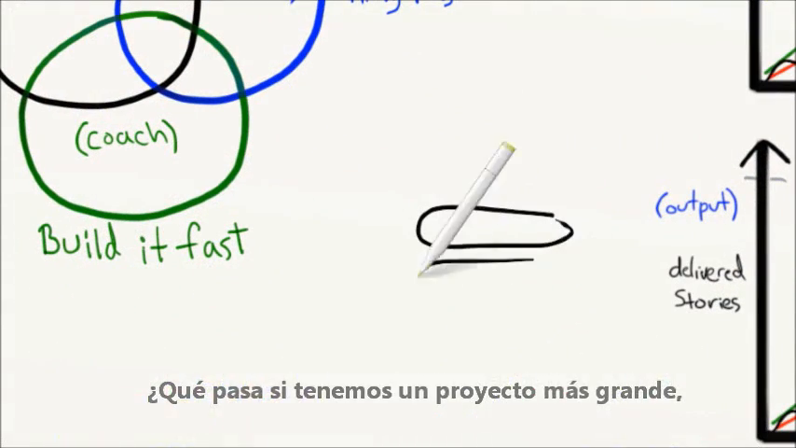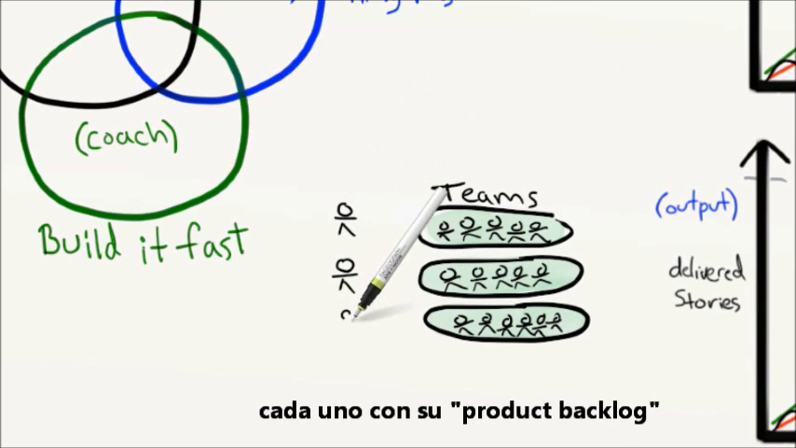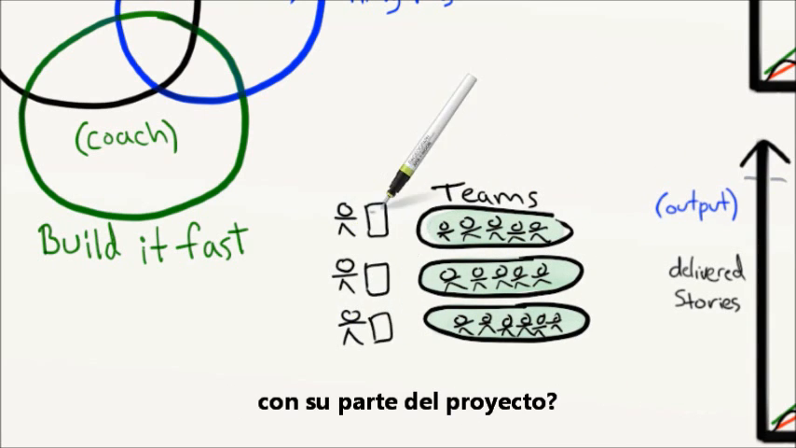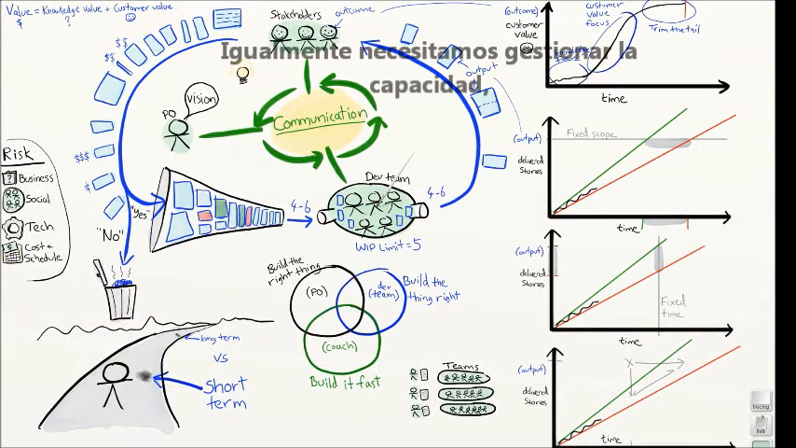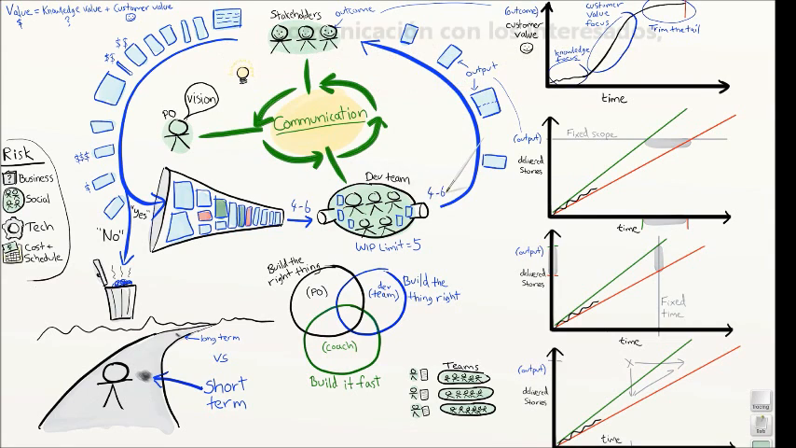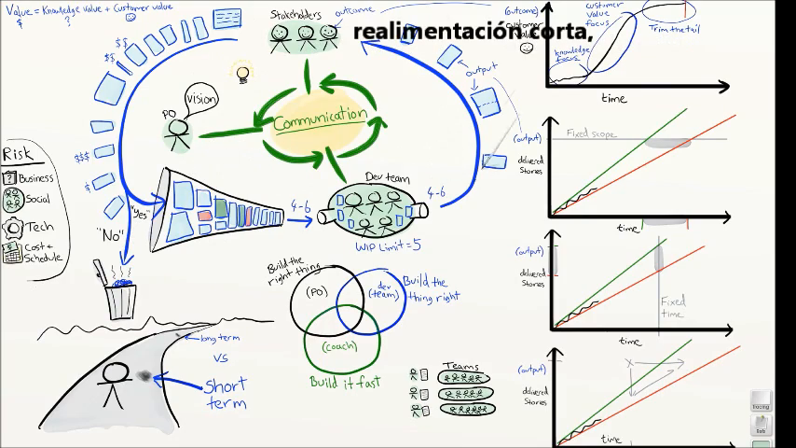Okay, what if we have a larger project with multiple teams? And we have several product owners, each with their own backlog for a different part of the product. Overall, the model is really the same. We still need capacity management. We still need stakeholder communication. We still need product owners who can say no. We still need backlog grooming. We still need a short feedback loop, etc.